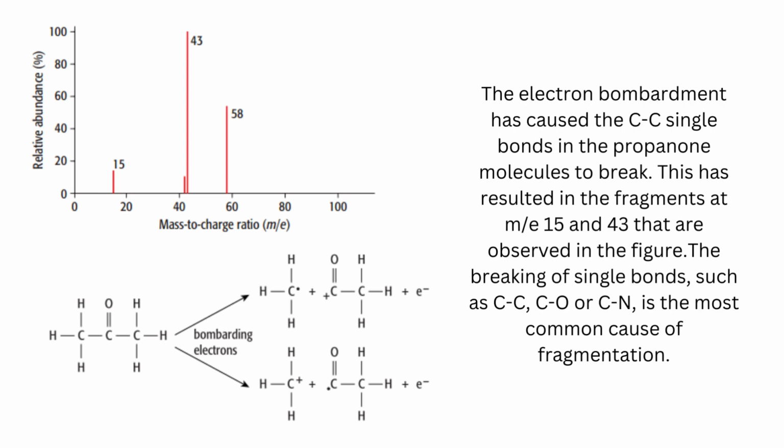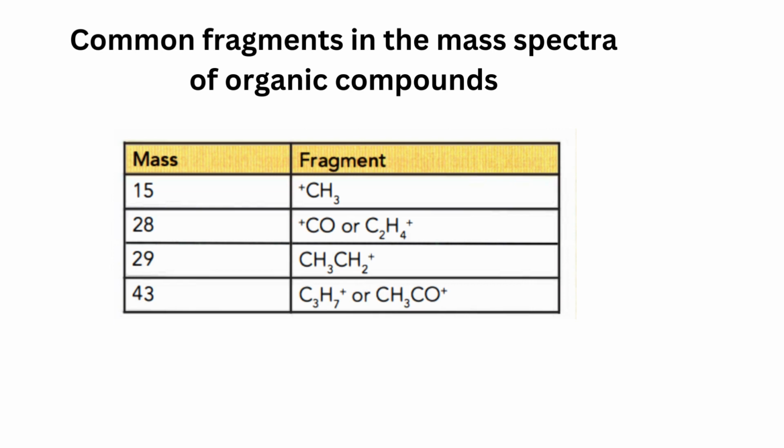The electron bombardment has caused the C-C single bonds in the propanone molecules to break. This has resulted in the fragments at m/e 15 and 43 that are observed in the figure. The breaking of single bonds such as C-C, C-O, or C-N is the most common cause of fragmentation. These are the common fragments in the mass spectra of organic compounds. 15 is produced by CH3+, 28 is by CO+ or C2H4+, 29 is by CH3CH2+, 43 is by C3H7+ or CH3CO+.